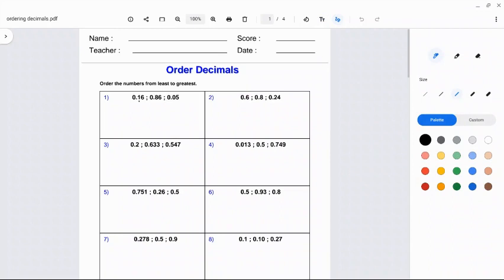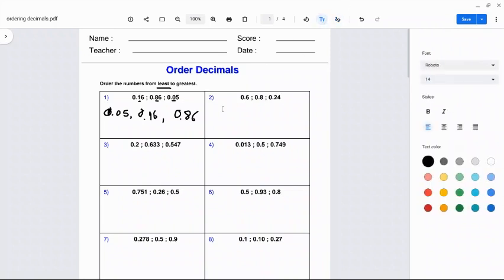Let's do a couple of these together. So we have 0.16, 0.86, and 0.05. We want to order them from least to greatest, which means the smallest one comes first. So I'm looking at the tenths column, and I see a 0. So that's definitely going to be my smallest number, 0.05. That should look more like a 0. And then there's a 1 in the tenths column, which is definitely smaller than an 8. So I have 0.16, and then I have 0.86.